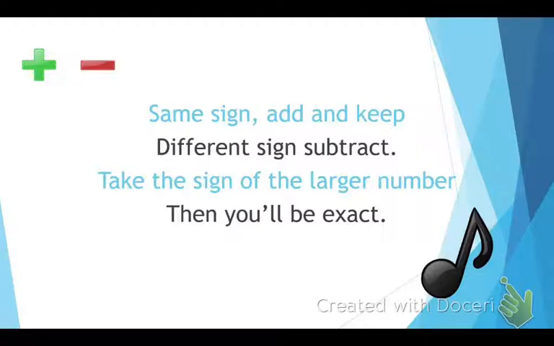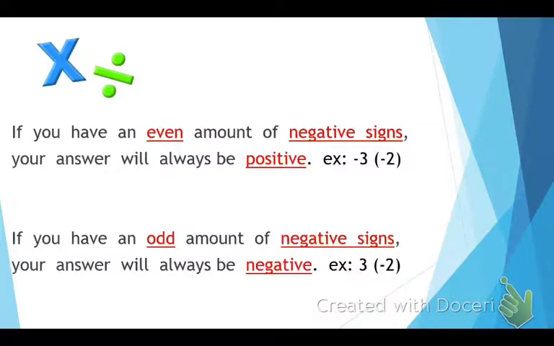Take the sign of the larger number, then you'll be exact. Remember, this is the rules only when we are adding and subtracting. There's a whole different set of rules when we multiply and divide. This is what it is. If you have an even amount of negative signs when you're multiplying or dividing, your answer will always be what, guys?